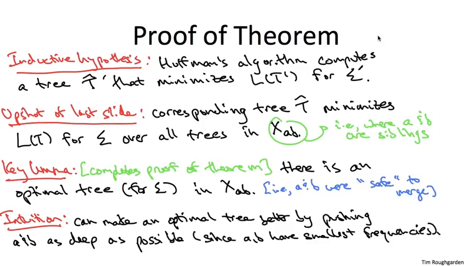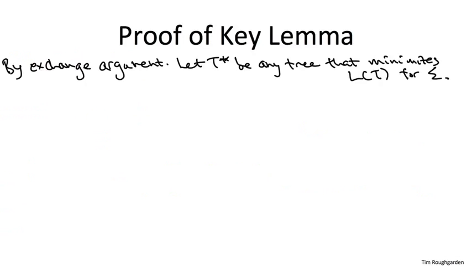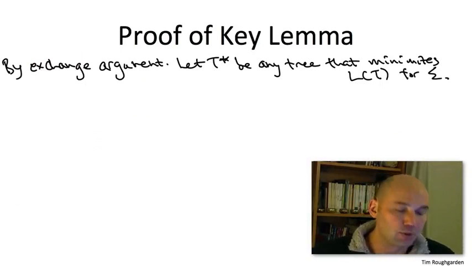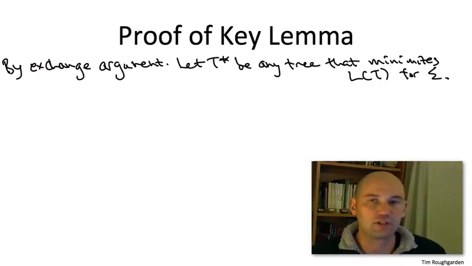All right, so that's reasonably accurate intuition, but it's not a proof. Here is the proof. So we're going to use an exchange argument. We're going to take an arbitrary optimal tree, a tree minimizing the average encoding length. Let's call it T star.